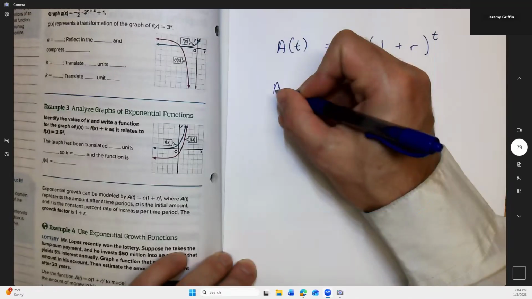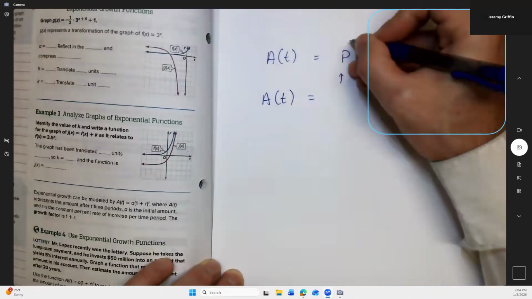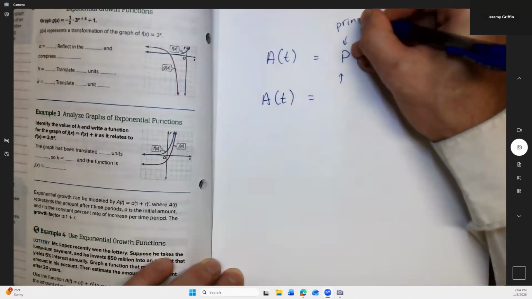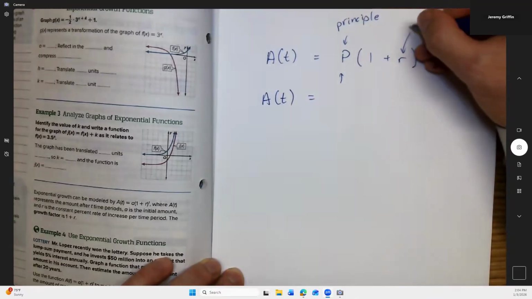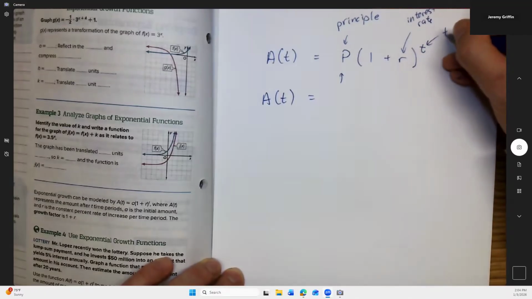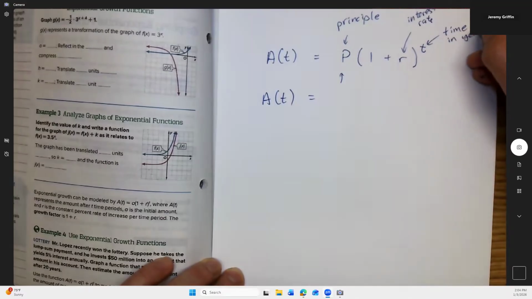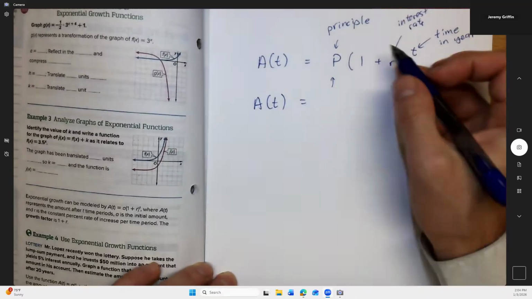I can say the amount that he has in his account after time t is equal to, in place of principal, because P is principal, the amount that you start with. And this r is the interest rate, and this t represents the amount of time passed. This will be in years. We'll just say at the end of every year they apply the interest rate.